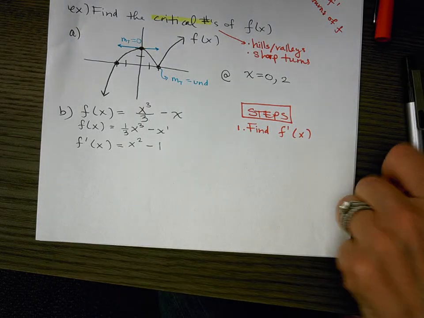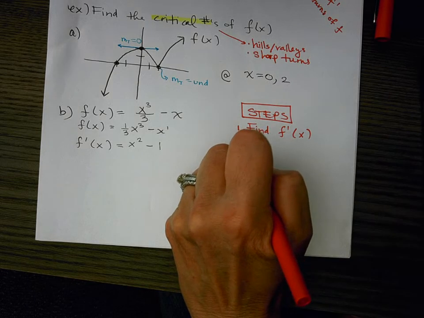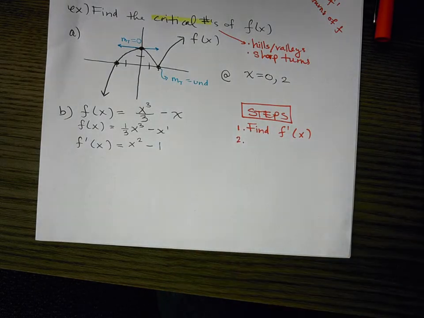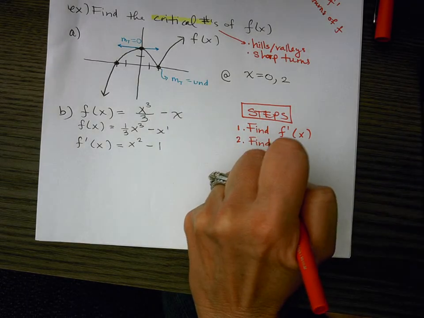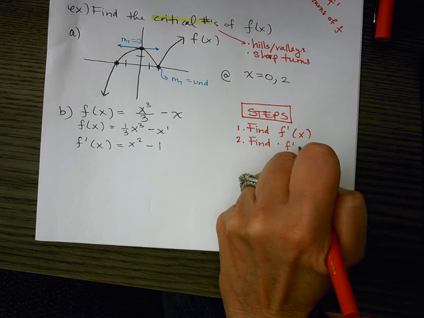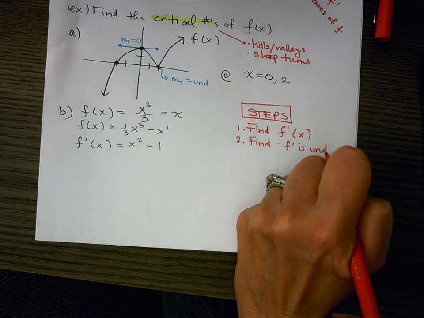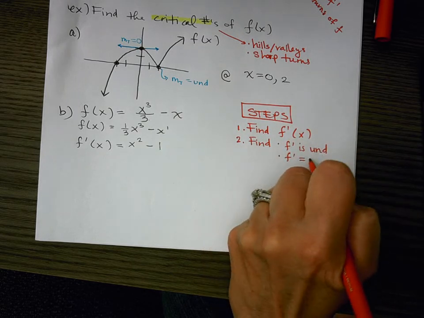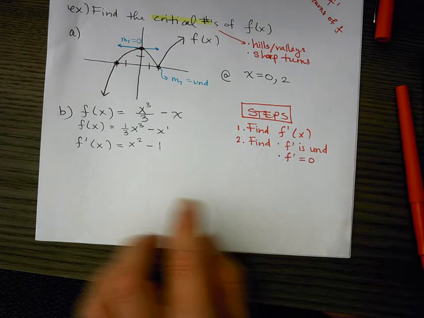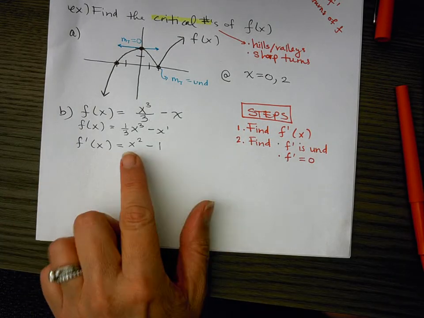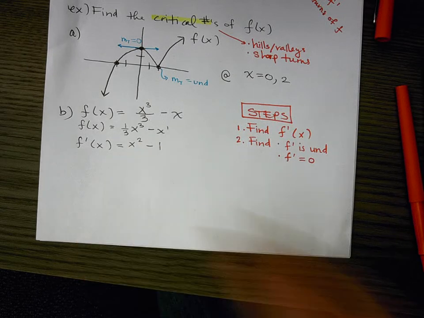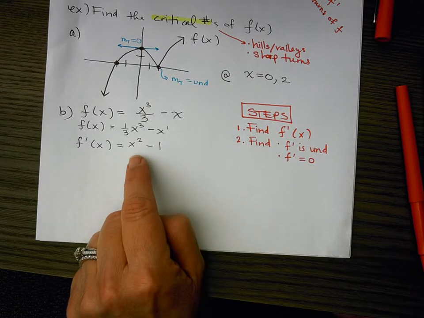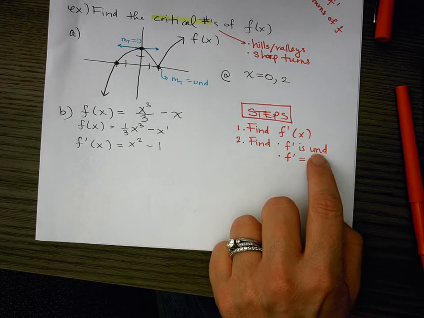So once I find that derivative, I'm going to look for places where f prime might be undefined. So what are the values that are not in the domain? So find where f prime is undefined and also where f prime is equal to 0. When I look here, it would be defined everywhere because there's no variable in the denominator. That's usually the most common thing you would look for. So there would be no place where it's undefined, which is good.